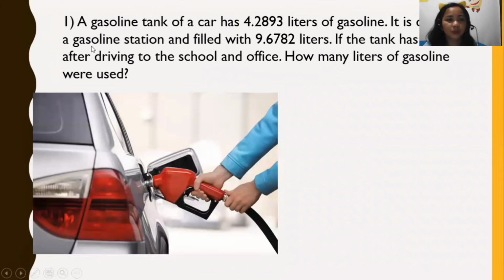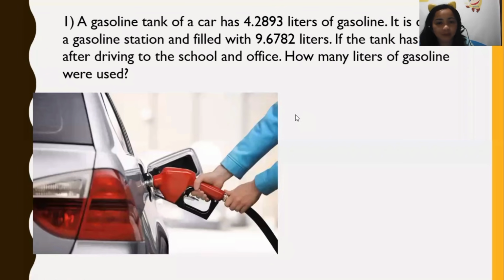Then, problem number 2. The gasoline tank of a car has 4 and 2,893/10,000 liters of gasoline. It is driven to the gasoline station and filled with 9 and 6,782/10,000 liters. If the tank has 12 and 4,894/10,000 after driving to the school and office, how many liters of gasoline were used?